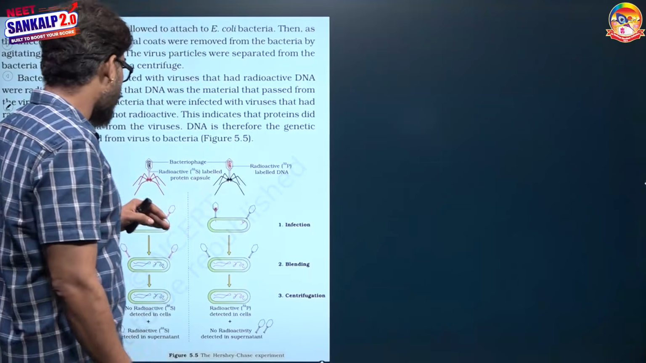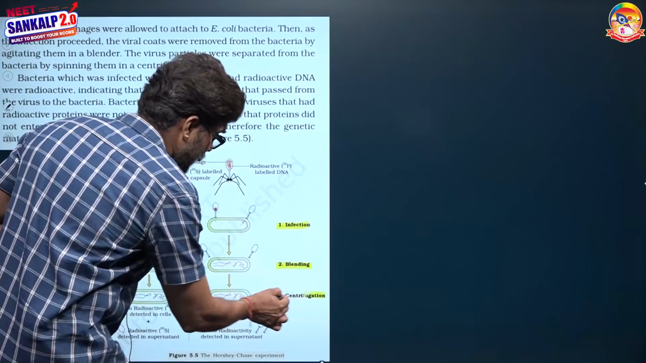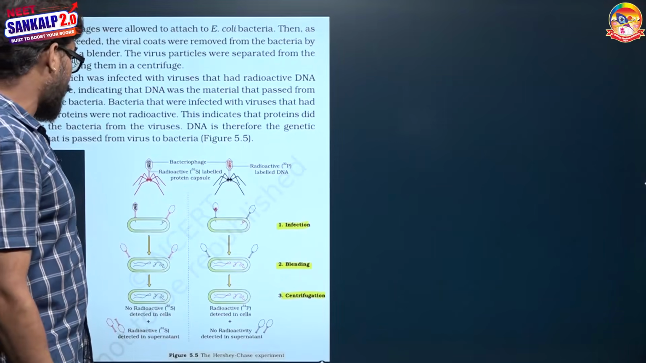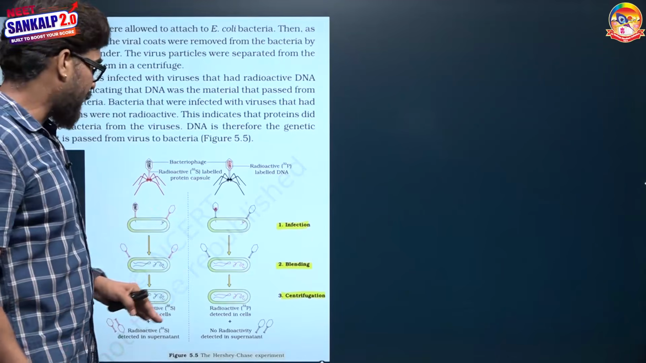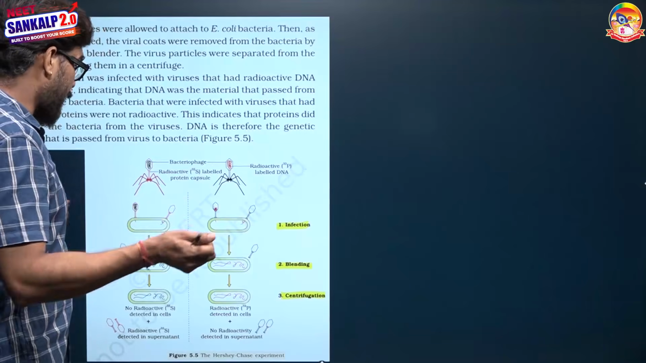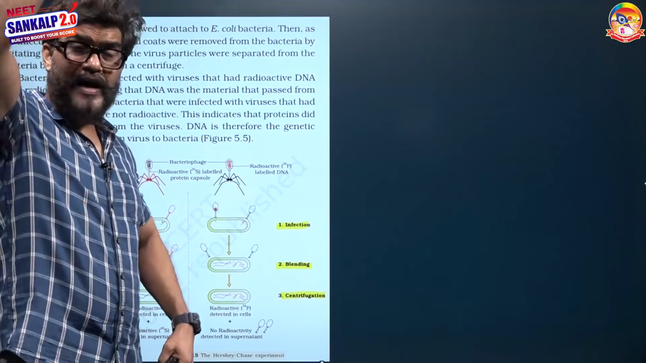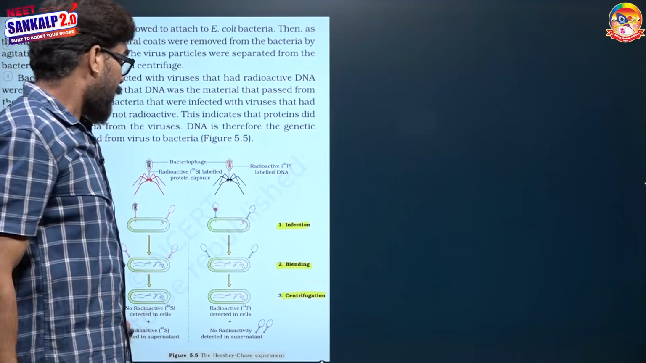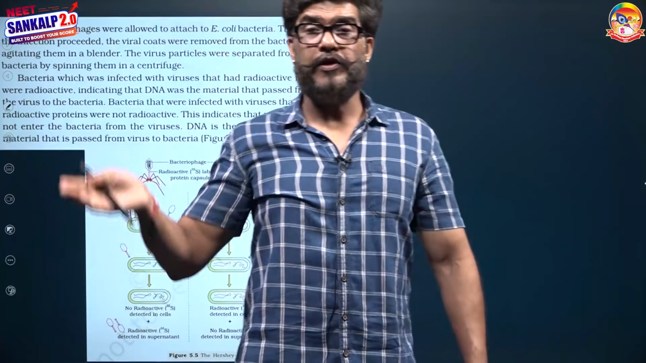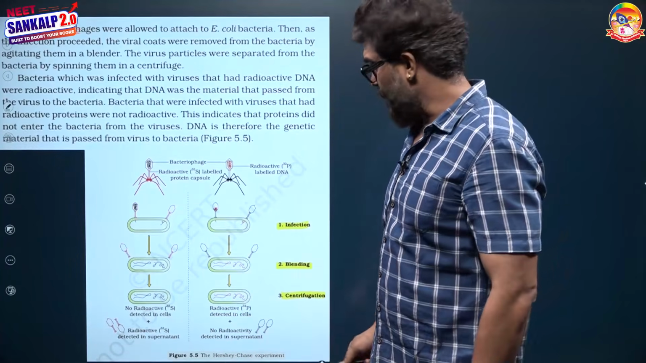The first step was infection, the second step blending, the third step centrifugation. Allow the bacteriophage to take over the bacteria so the genetic material enters, then blend so that bacteriophage and bacteria become detached from each other, and by centrifugation they become separate. When we do centrifugation, the capsid part will go to the supernatant and the bacterial cells will form the sediment.